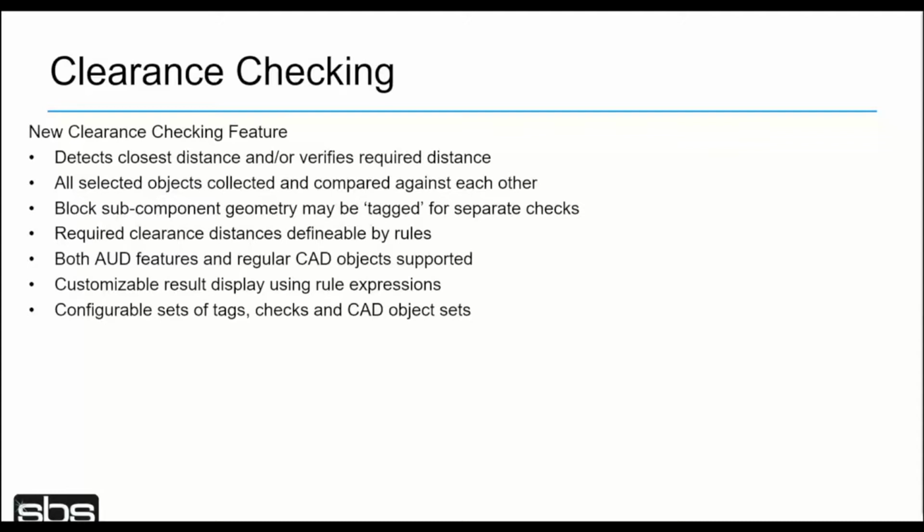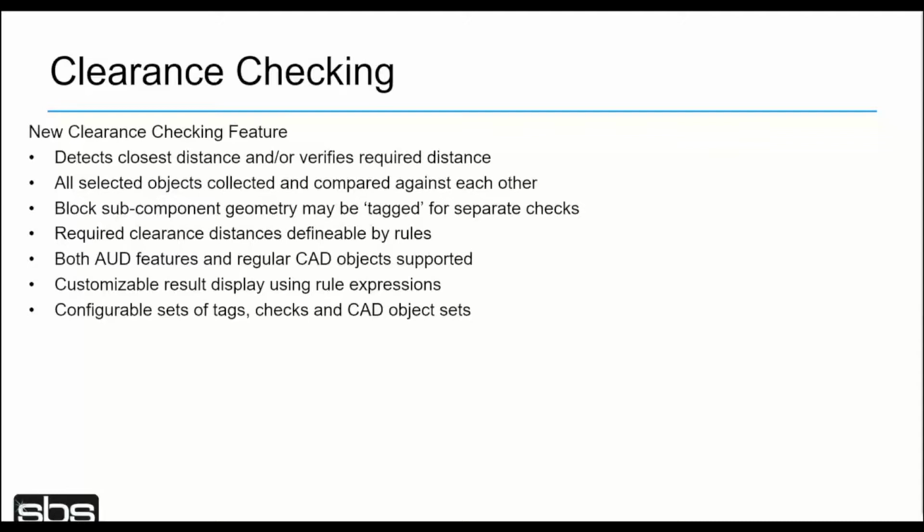This is for comparison to, say, things that may not be modeled in AUD but are used through reference. So this allows a pretty generalized capability for checking these clearances, and it's also configurable so that you can predefine certain types of checks and also rules to drive dynamically what those required distances are between all the various objects.